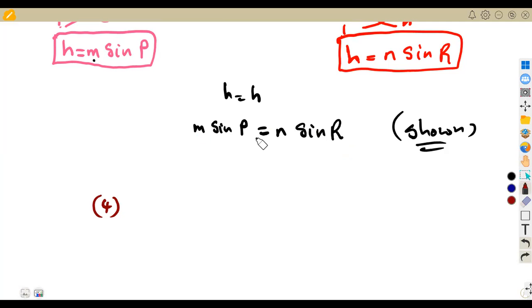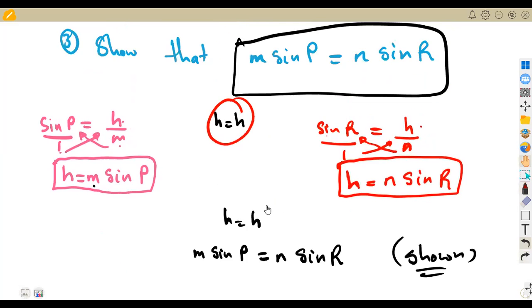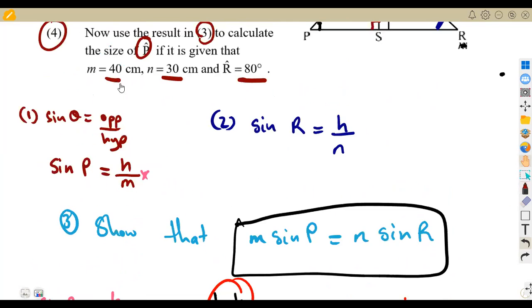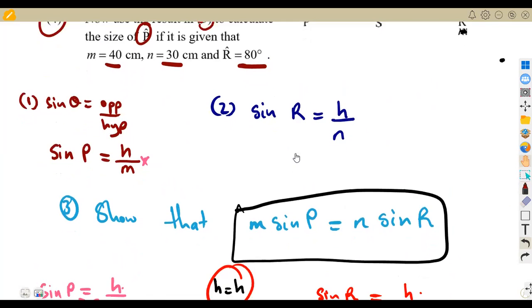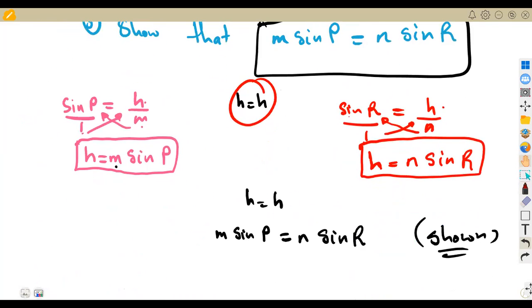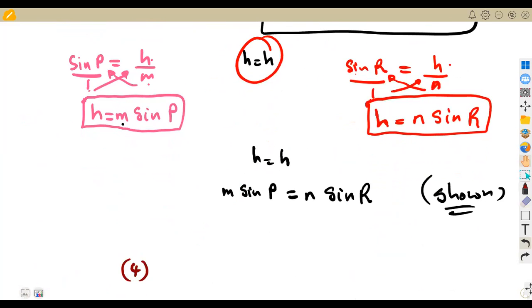So remember, M sine P is equal to this. So M there is given as what? We are given that M is equal to 40. All right, so it's going to be M, which is 40 here. So remember I said M is 40, so it's going to be 40 sine of P is equal to N.